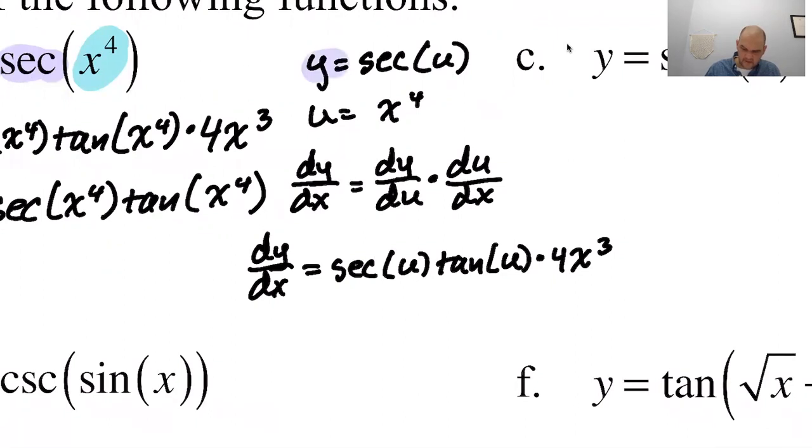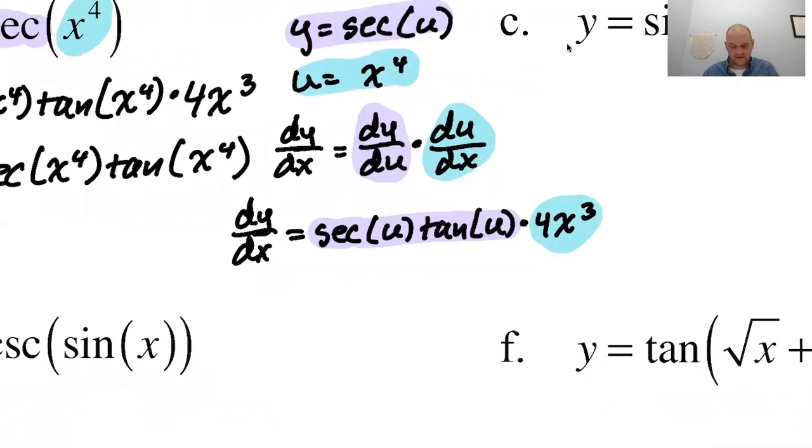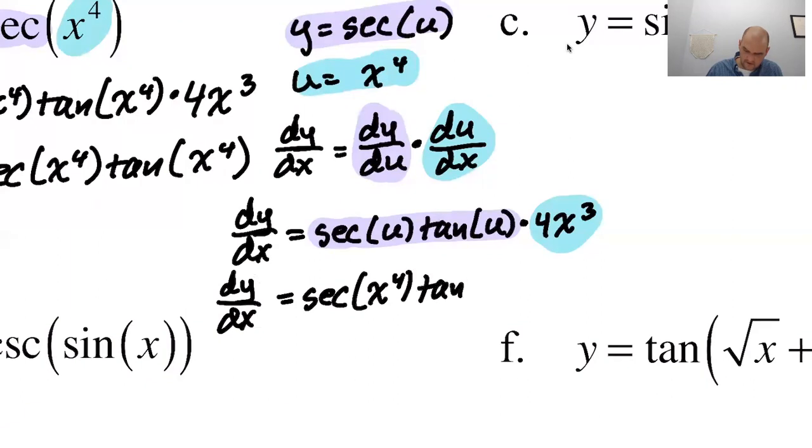So we said y was equal to secant of u. So we needed to find dy du, and dy du is this. And then we said u is equal to x to the fourth. We needed du dx, and then that was this. Now we wouldn't leave our answer like that though, because this answer has u's in it and we don't want that. So we go that one last step and we say dy dx is the secant of x to the fourth, the tangent of x to the fourth, and then times 4x cubed.